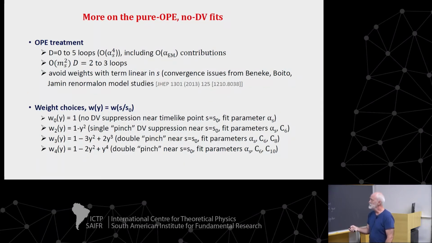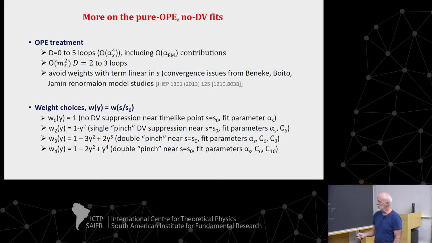I've already basically told you how we treat the OPE parts and the duality violations. We include the small strange mass-dependent contributions, but they make a very small numerical effect. And we do avoid weights that are linear in S because of this observation in renormalon models that Diogo and his collaborators were involved with, that the truncated dimension 0 contributions don't give a very good representation of what you expect the real series might look like for weights that have a term linear in S, so it makes sense to avoid those. We look at this with a number of weights, and again, this is for self-consistency checks.